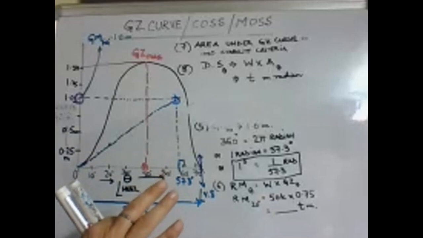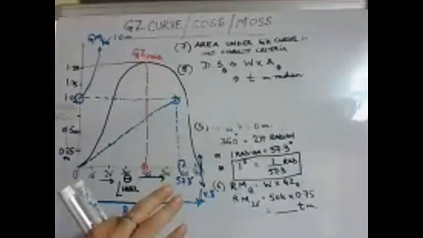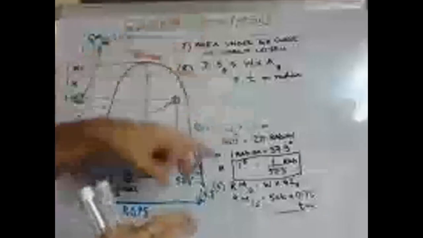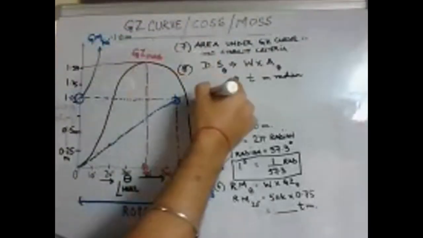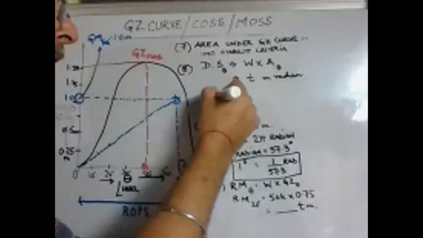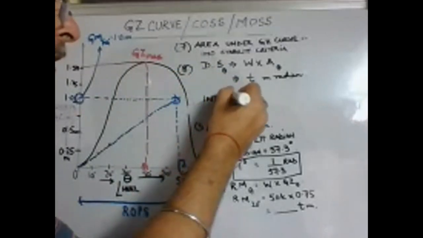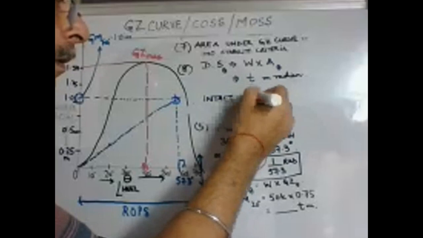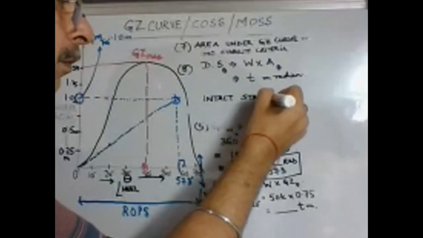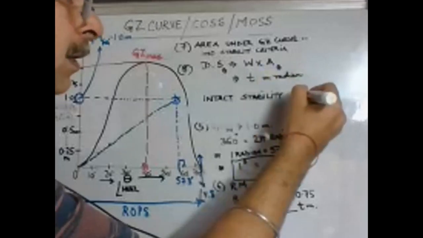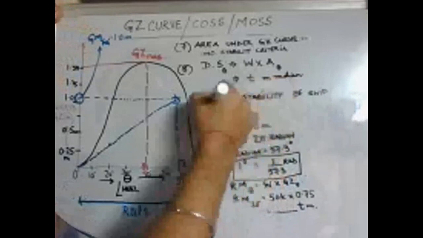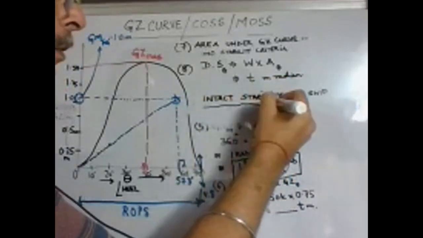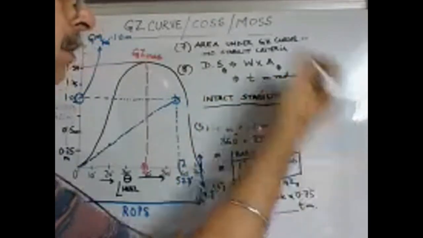Sir, what was that last sentence? All these 8 things determine what is called intact stability of a ship. All these 8 factors determine the intact stability of a ship.